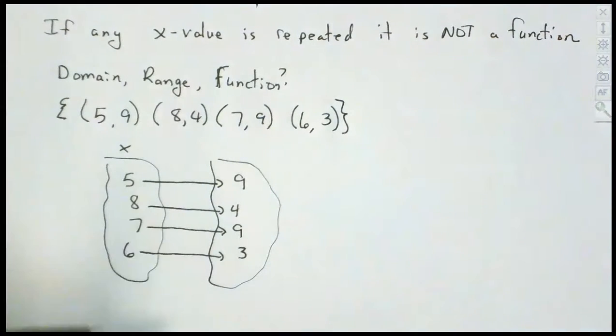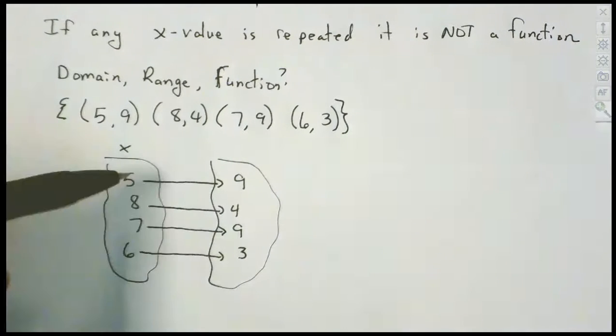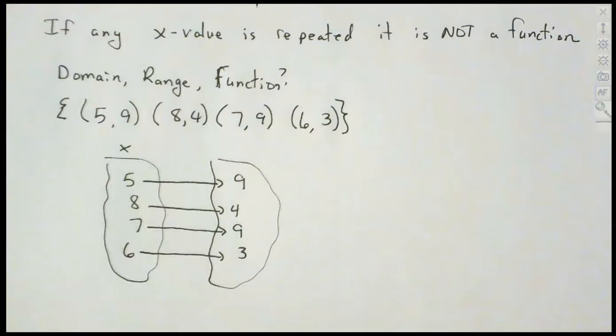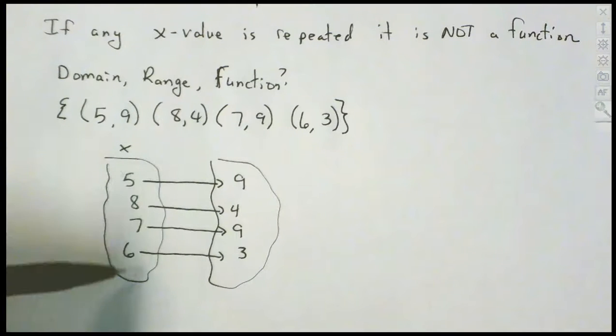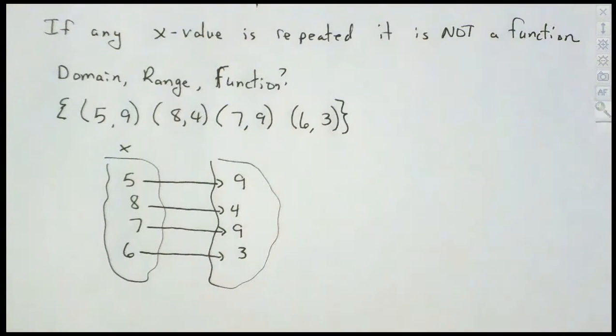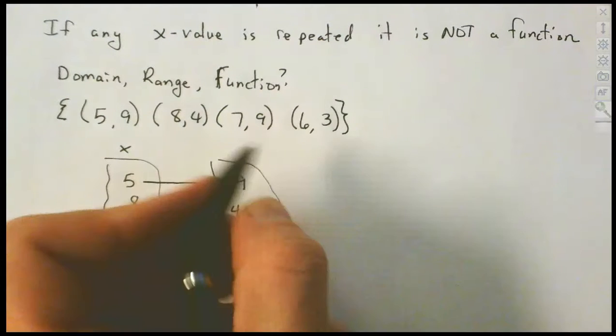So these are our hours worked, and these are what they get paid. Now, are any of the x values duplicated here? No, they're all different, right? All the x values are different. So this is a function. So it's a function because all the x values are different.